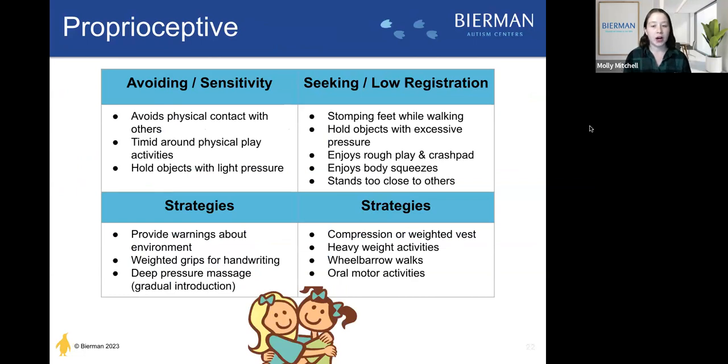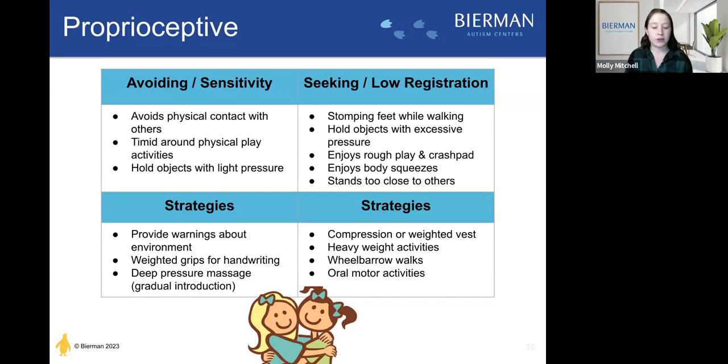Kids who are avoiding or sensitive to proprioceptive input might avoid physical contact. They might be timid around physical play, and they might hold objects with really light pressure. So you might see in handwriting activities, they're writing on the paper, but the stroke is too light to even see because they weren't holding the crayon with enough pressure. Some strategies to use could be to provide warnings about the environment. When you're walking up the stairs or off a sidewalk, you can say, there's a step right here, you need to step down, so that they don't trip, so that they don't miss that input.